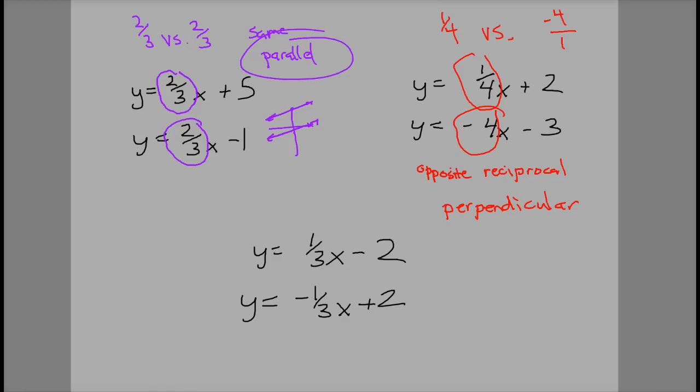And in the last one, the tale of the tape says 1/3 and negative 1/3, and these are opposite. They do have opposite signs, but they're opposite the same. It doesn't meet either criteria. They're not totally the same, and they're not opposite reciprocal. So I just say that this is neither perpendicular nor parallel.